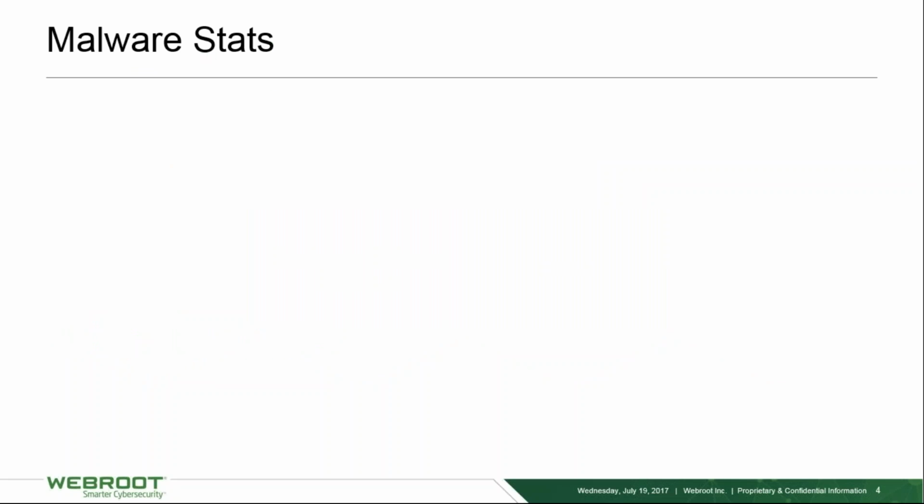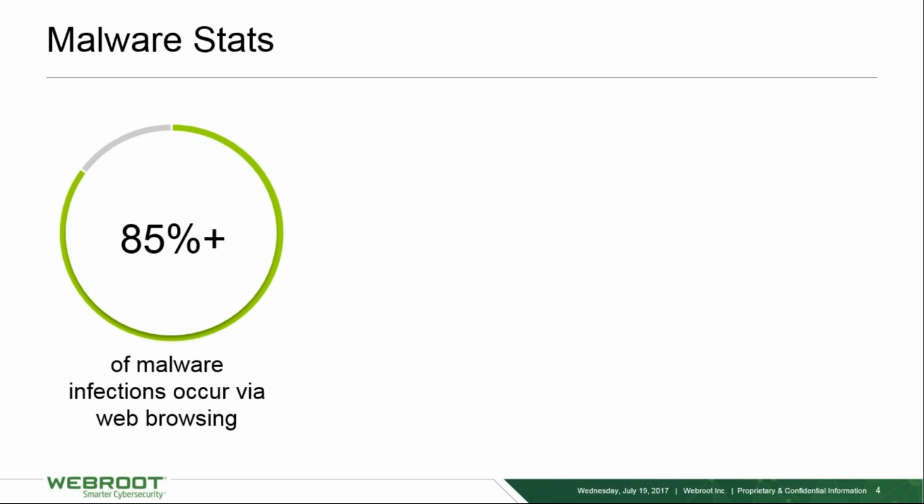So first, some of the business challenges, and these are great malware stats that were derived from Webroot's proprietary research and pulled from our BrightCloud threat intelligence platform. First, 85% of malware infections are occurring due to web browsing. So this points to the fact that basic internet use is a high-risk activity for all organizations, regardless of the size or the sector that they're in. It also reinforces the importance of stopping malware at the network perimeter before it can penetrate into an organization's network.